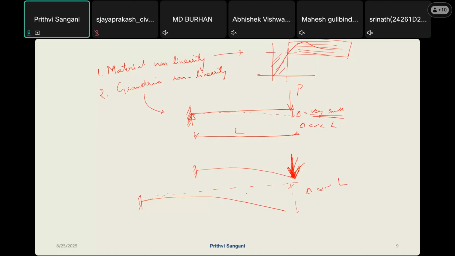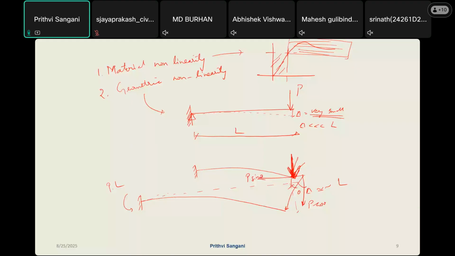In this scenario, your load might act in this direction, but usually we'll simply say that the moment acting here is P into L. But in this scenario, that's not the case. Let us say this is theta. So this is P cos theta, and this is P sin theta. Your moment will be PL times cos theta.